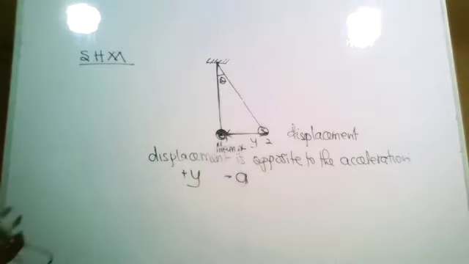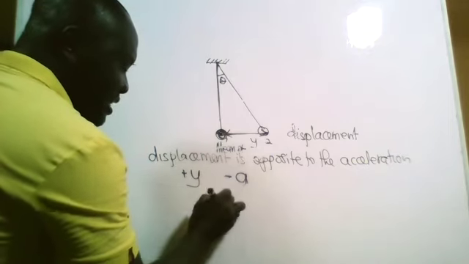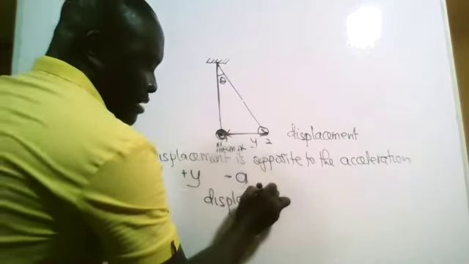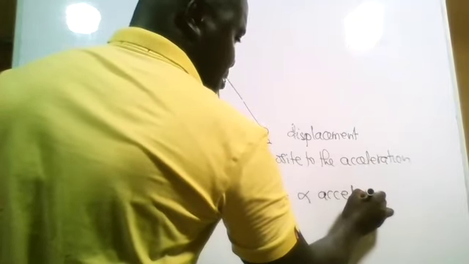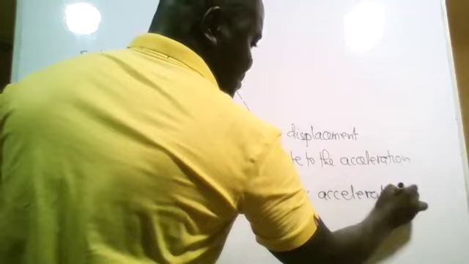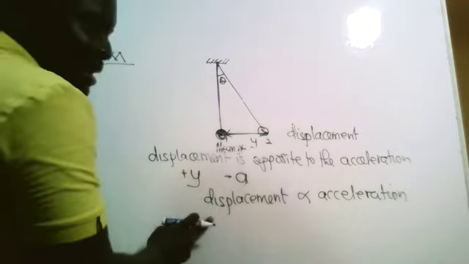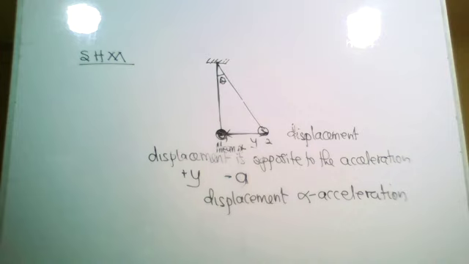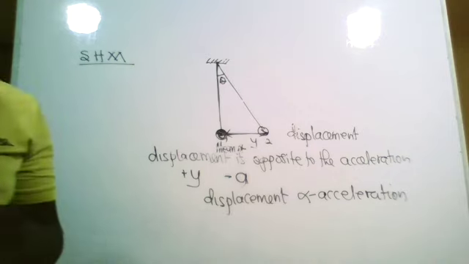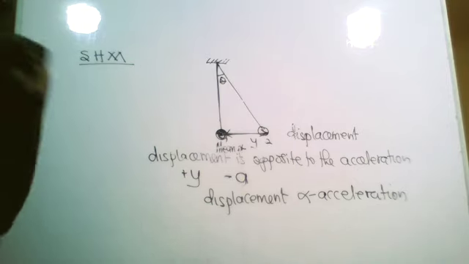And so we realize that it has 2 key features. 1, displacement is directly proportional to acceleration. When displacement increases, acceleration would also increase. 2, the displacement is opposite to the acceleration. Okay, so these are the 2 key features of a body exhibiting simple harmonic motion.